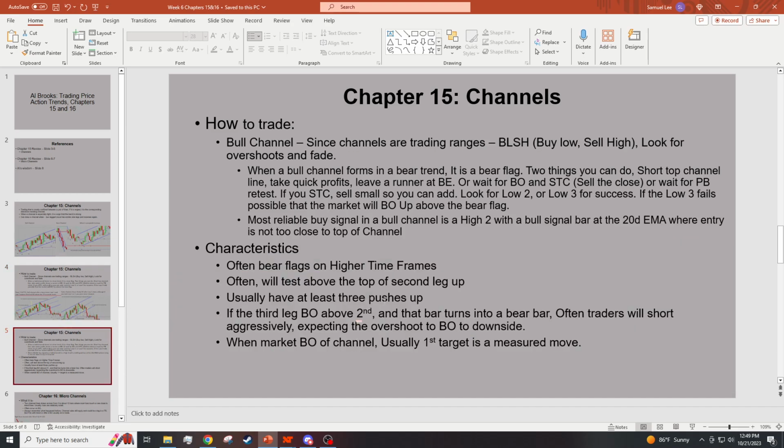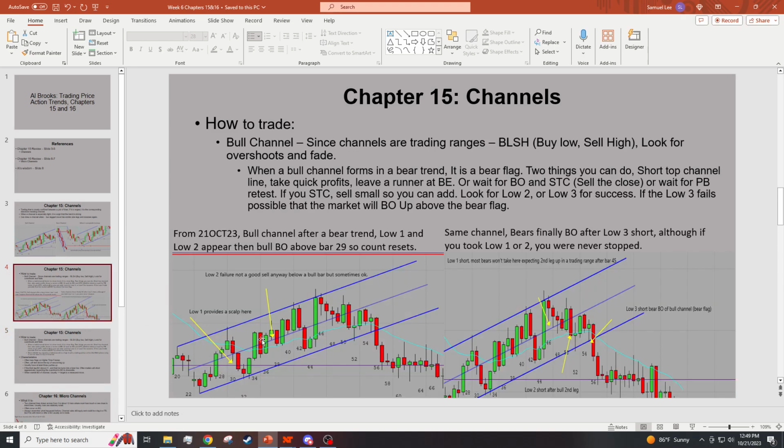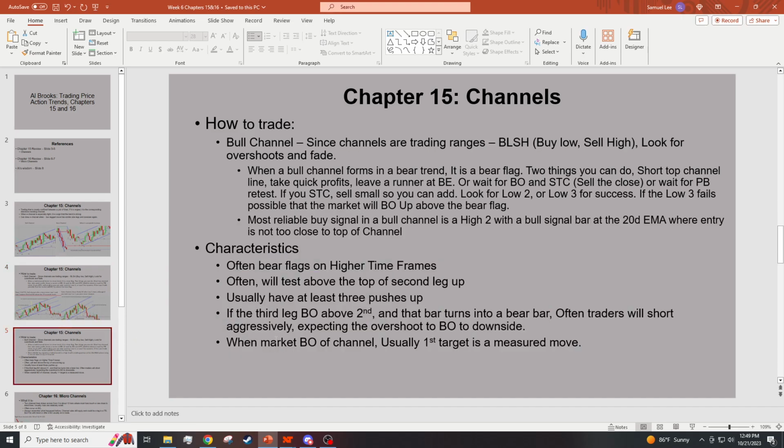You usually have at least 3 pushes up. If the third leg breaks out above the second and that bar turns into a bear bar, often traders will short aggressively, expecting the overshoot to break out to the downside. And that's why I like overshoots, because it keeps you out of messing around with this, and the overshoots are very clear to fade. And even if the breakout is successful, a lot of times you can get out with a small loss because you usually will get a retest of the trend line. So the option is usually there.